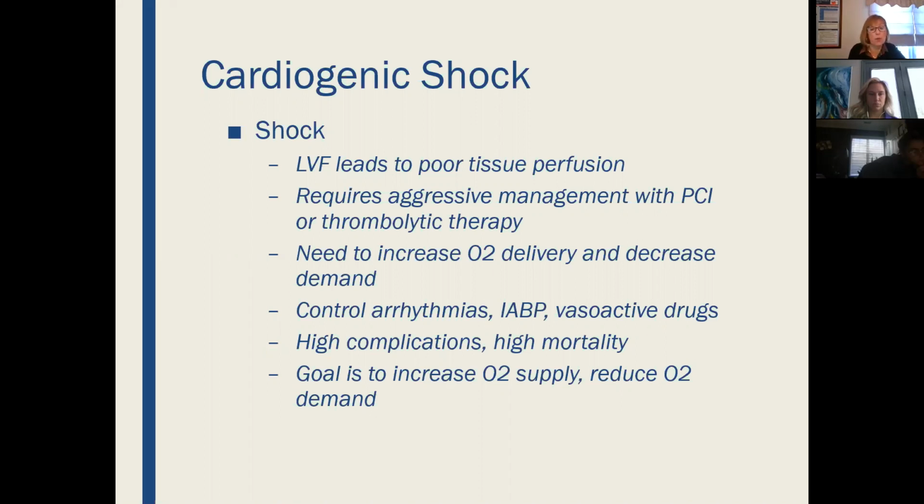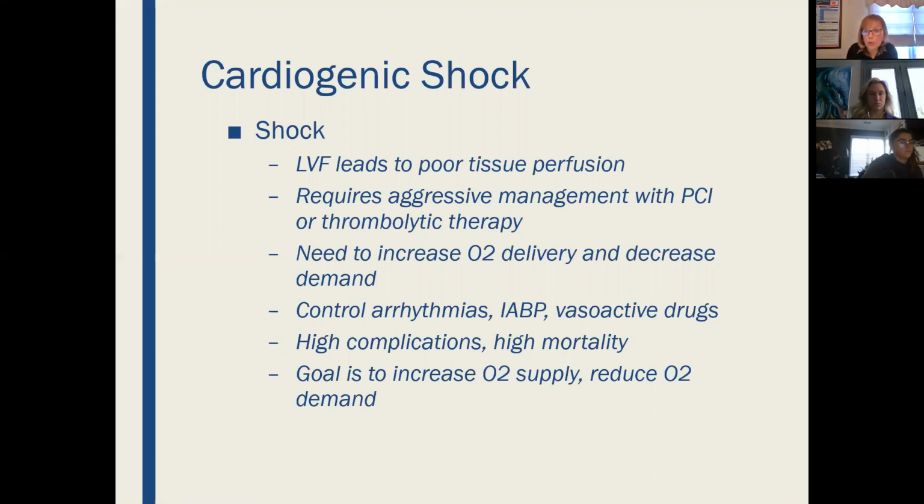So, it's a problem. We have to increase the O2 delivery and decrease the demand. The problem here is the whole body is waiting for oxygenated blood, and the heart can't pump to give it to them. So we have to increase that oxygen delivery somehow to the body, to the heart, to the brain, to the organs. We have to increase it, and we have to decrease the demand. That's the supply and demand issue here.